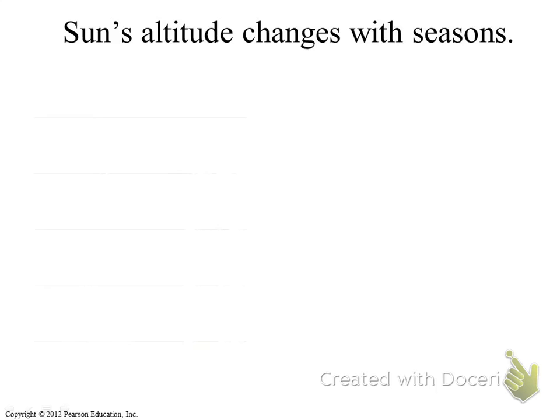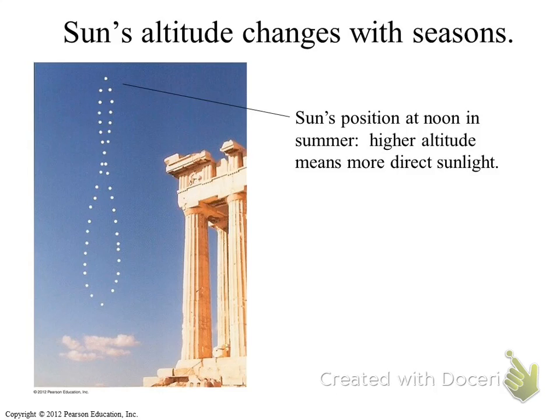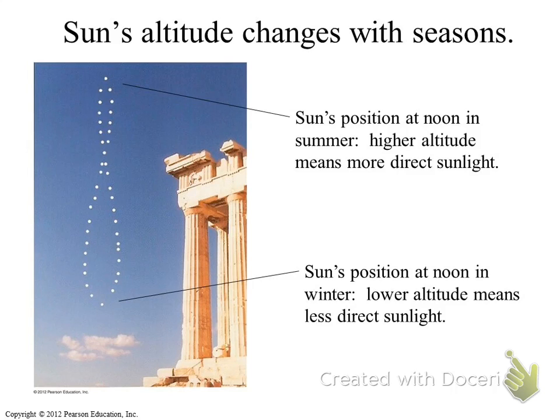Okay, so I mentioned that it seems like our sun is getting lower. We're going from our summer solstice into our fall equinox, and the sun's getting lower and lower in the sky at noon. And that's actually what this is showing you. Okay, so this would be at the summer solstice. This would be at the winter solstice. Okay, and you know how the sun's position.